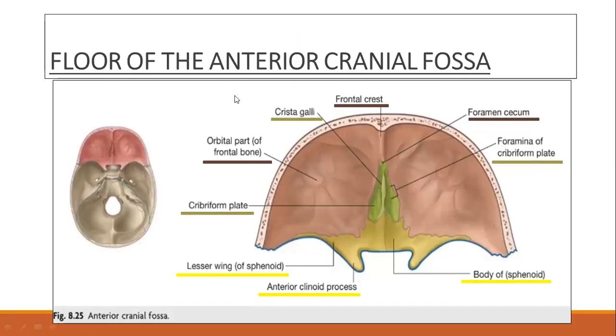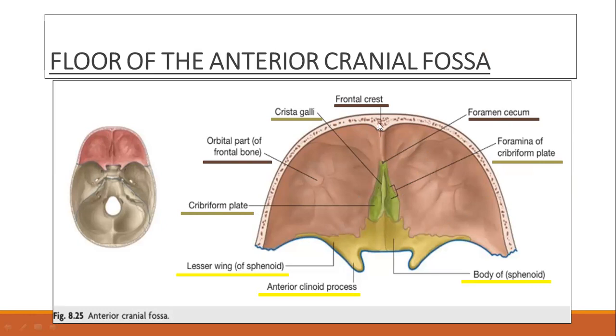Okay. Floor of the anterior cranial fossa. This is the front part. If we zoom in, we can see we have the foramen cecum over here. Beside, posteriorly, we have the foramina of the cribriform plate.